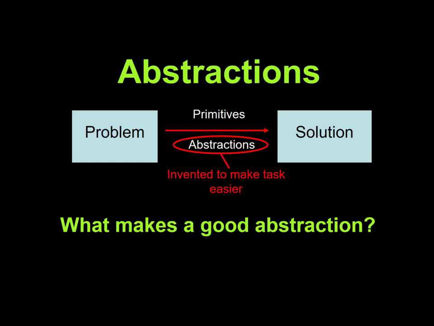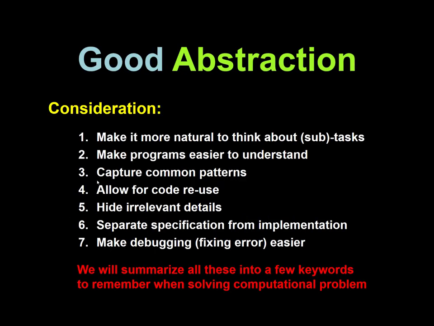Hopefully, all this can help you in coming up with a solution that is easy to understand to yourself and to others who need to read your code. On the whole, the more programs you work on, the better you become in knowing what is really good abstraction. Here's the list of considerations we have to do good abstraction. We'll go through them in detail next. At the very last slide of this video, we will summarize all this in a few keywords to be remembered when solving a computational problem.